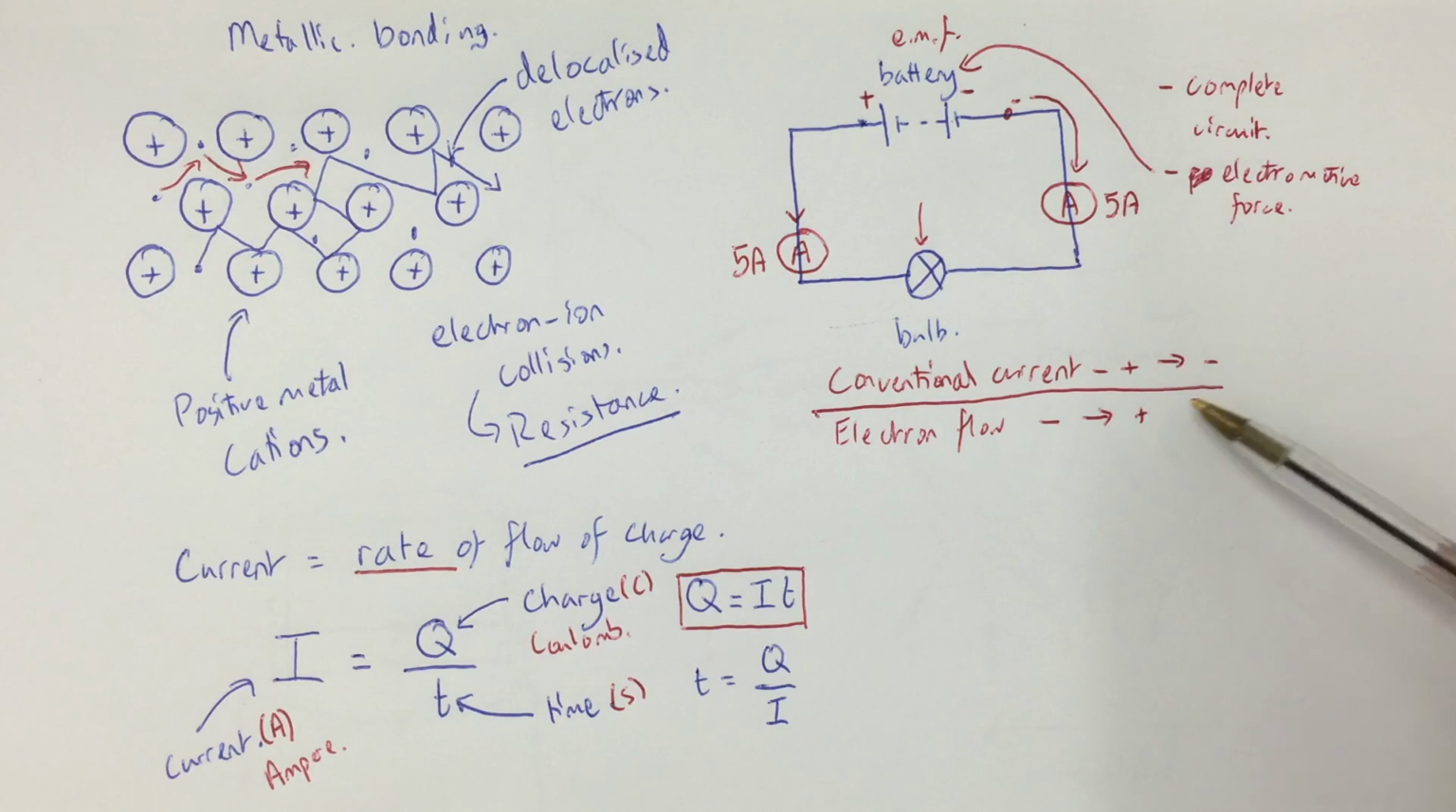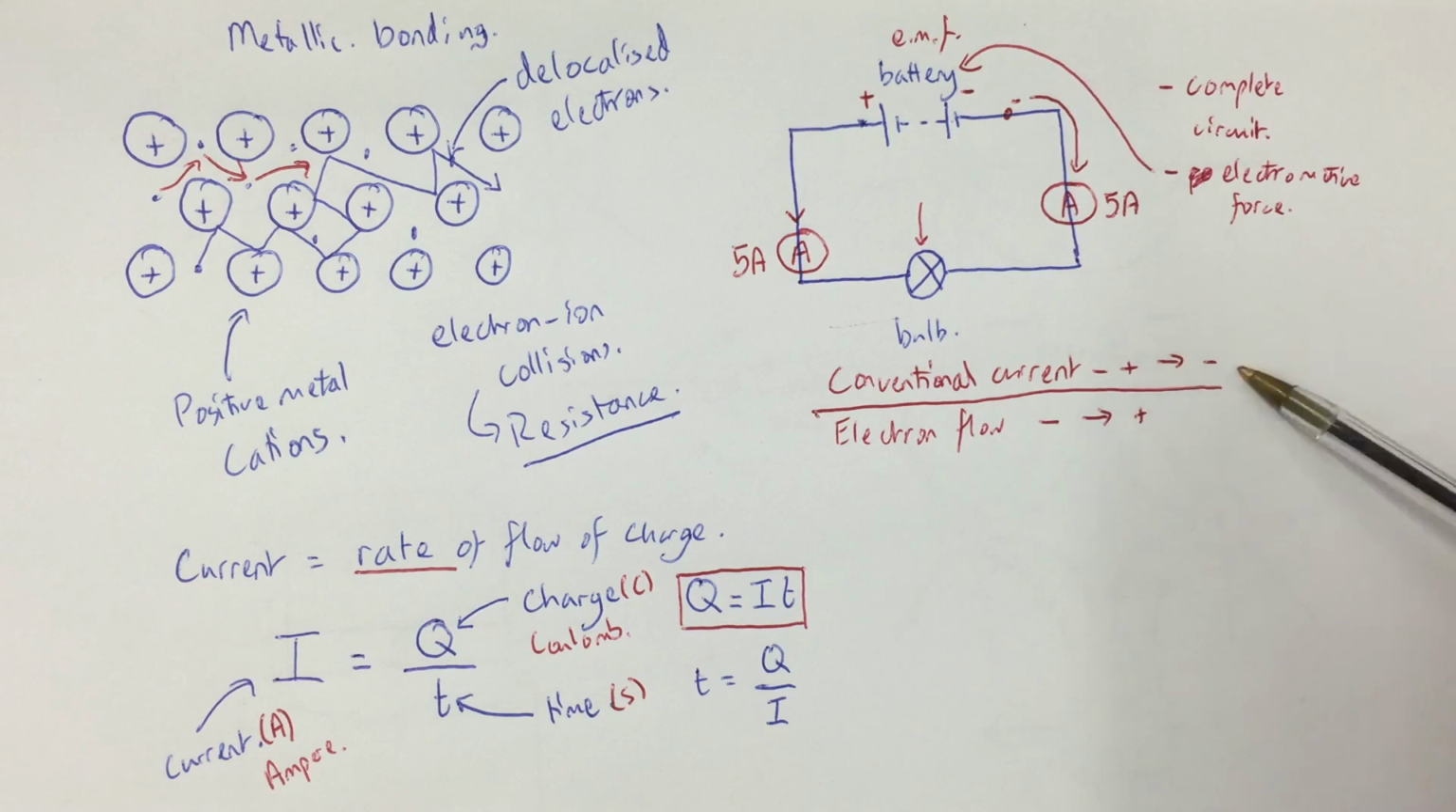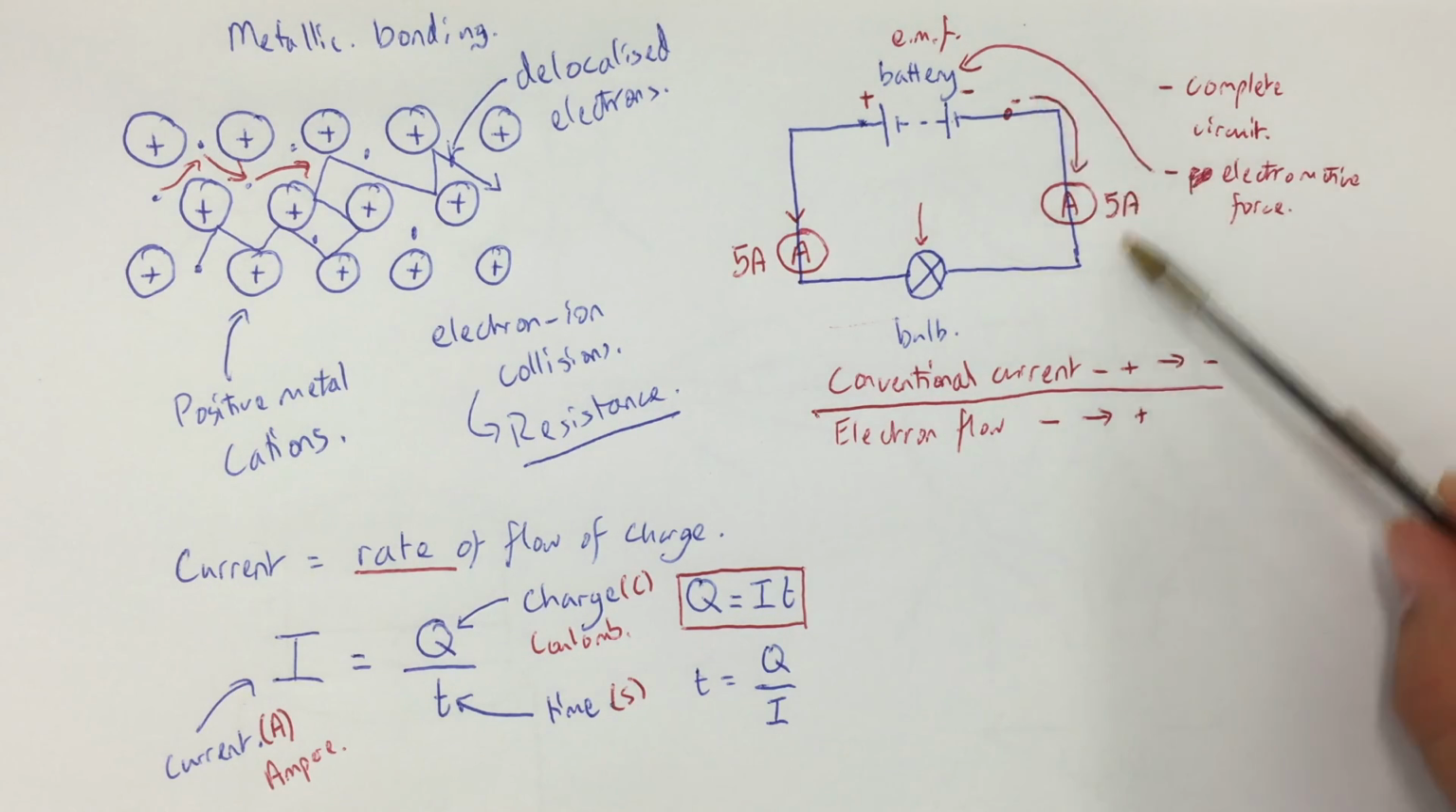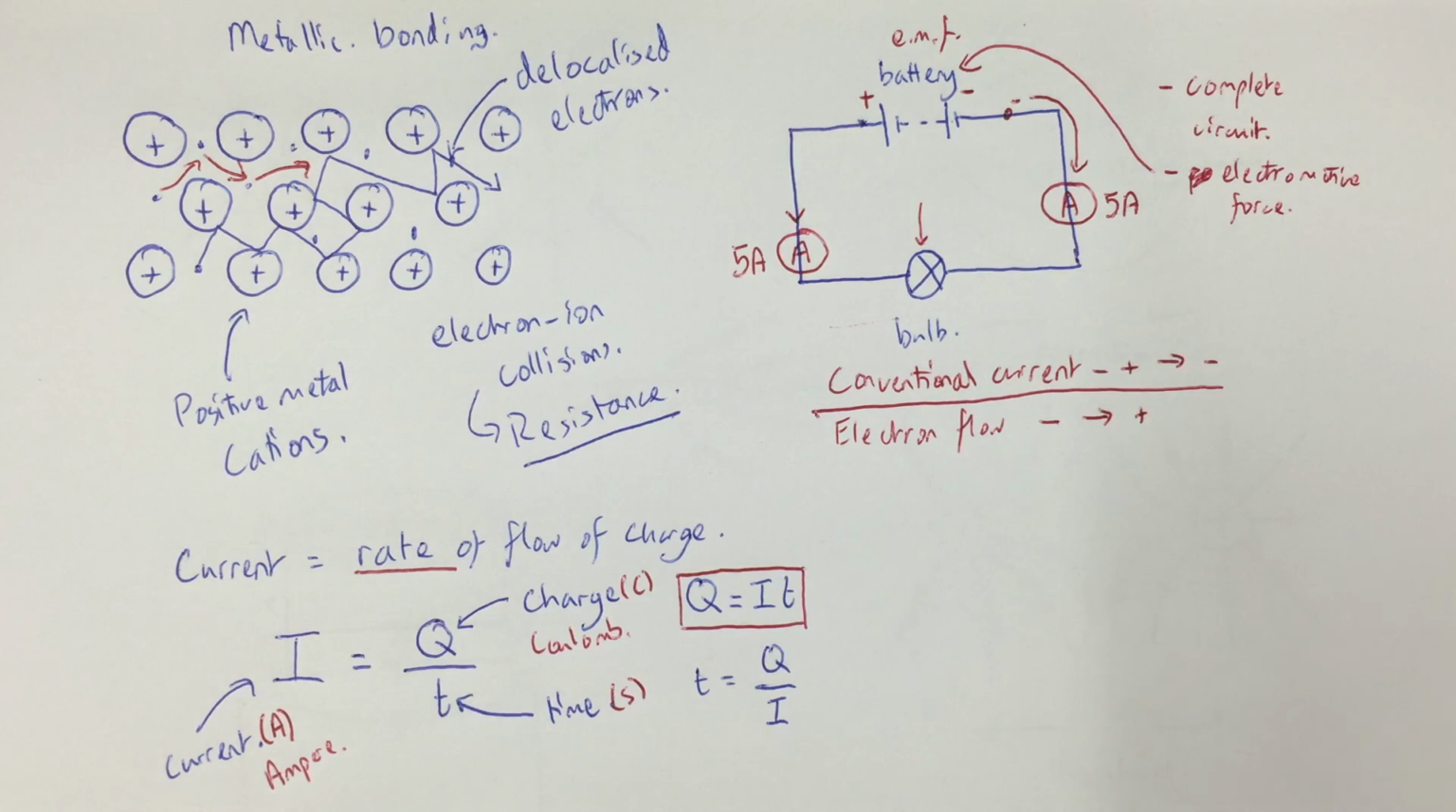And lastly, we have this idea of conventional current, which is positive to negative, but we understand that electron flow is negative to positive. You should also be able to use this equation in calculations.